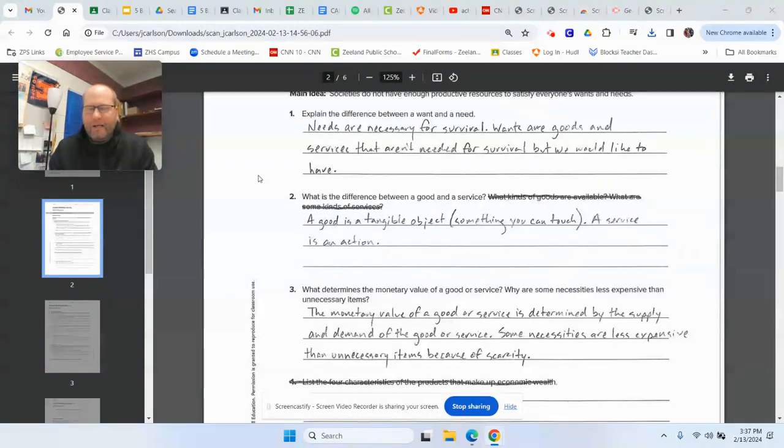Number 2, what is the difference between a good and a service? A good is a tangible object, like something we can touch. A service is an action.